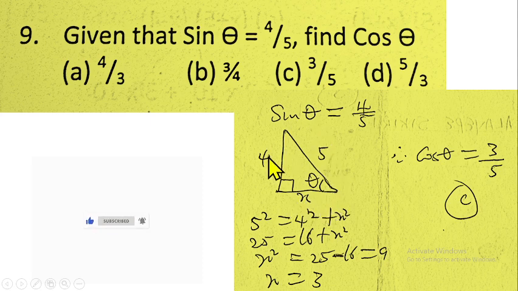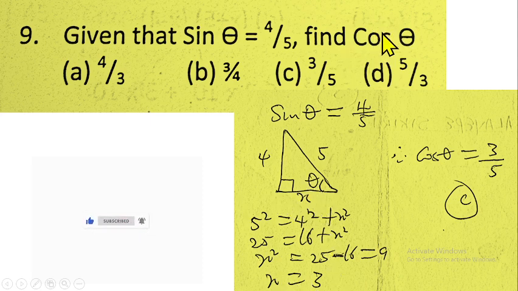So that will be 5 squared is equal to 4 squared plus this side. We name this side x. That will be x squared. Then from there, 5 squared is 25 equals 4 squared, which is 16, plus x squared. Collect like terms: x squared will be 25 minus 16. That will give us 9. Then find the square root of both sides. That will give us x to be 3. So that means this side is 3.